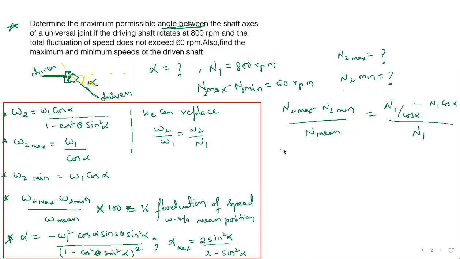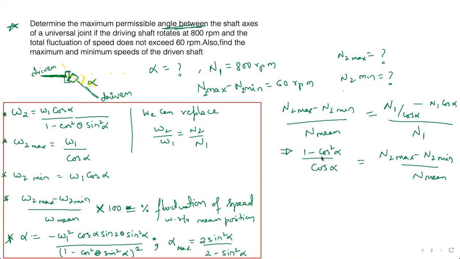So from this, I can write down, N1 gets cancelled. So 1 minus cos square alpha divided by cos alpha, right? Is it correct? 1 by cos alpha minus cos alpha. Yes, this is the thing. So this is what we got from this. So this is equal to what? N2 max minus N2 minimum divided by N mean or N1, right?